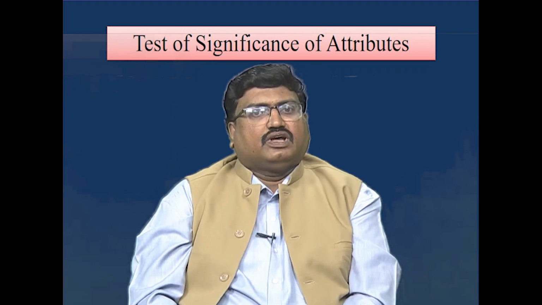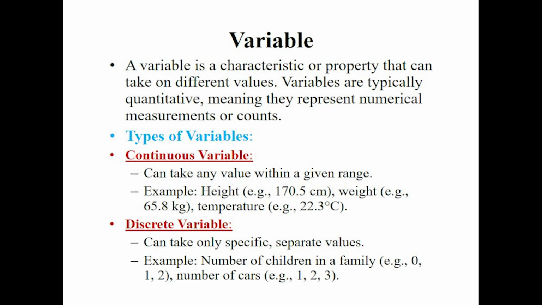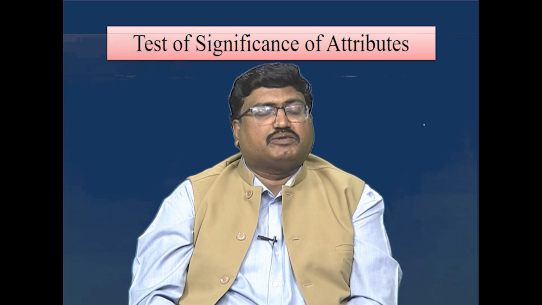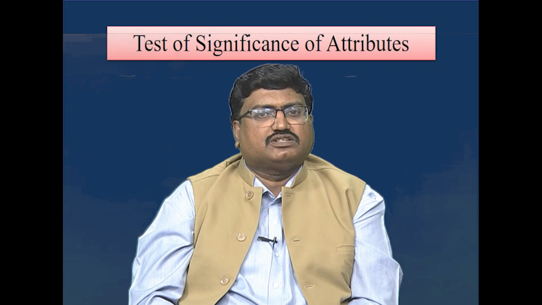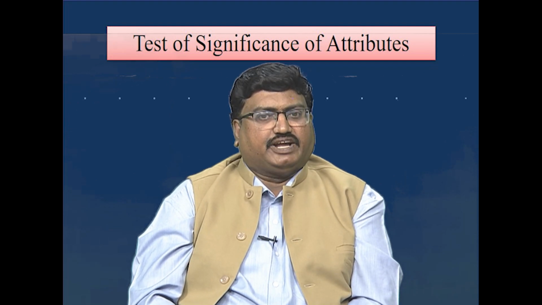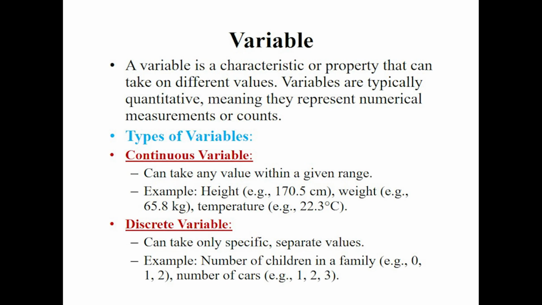Now, what is a variable? It is a characteristic or a property that can take on different values. Variables are typically quantitative, meaning they represent numerical measurements or counts. The types of variables are continuous variables. As I said, it can have decimal values. Height can be 170.5 centimeters, weight can be 65.8 kgs, temperature can be 22.3 degrees centigrade.